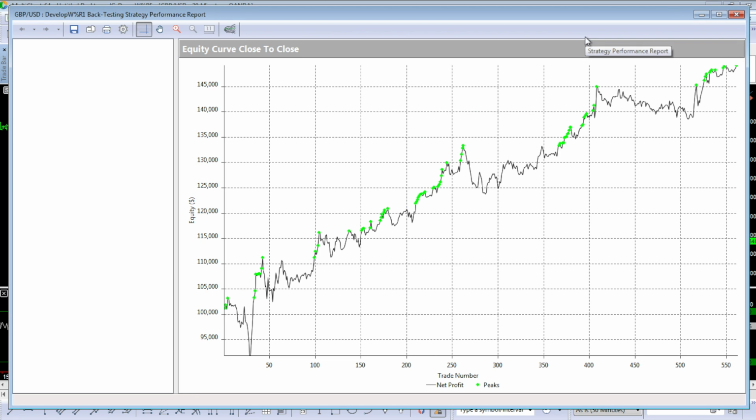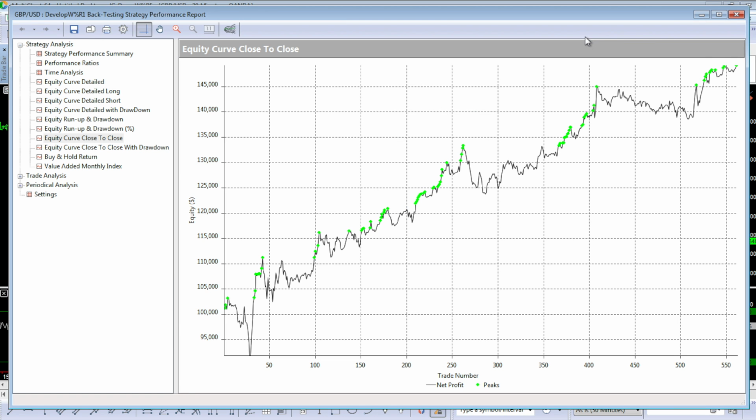Looking at the performance report, that's what the equity curve looks like. This is data right back to January 2008. And you can see also we're making new highs.